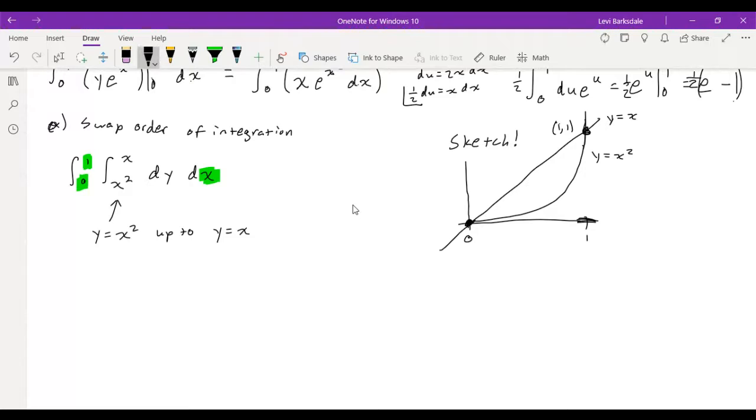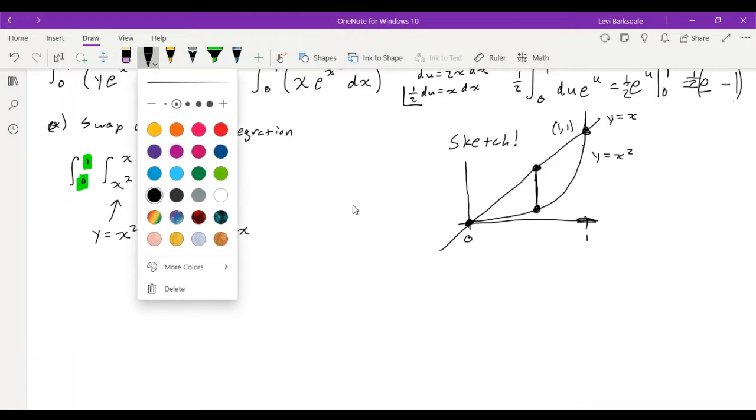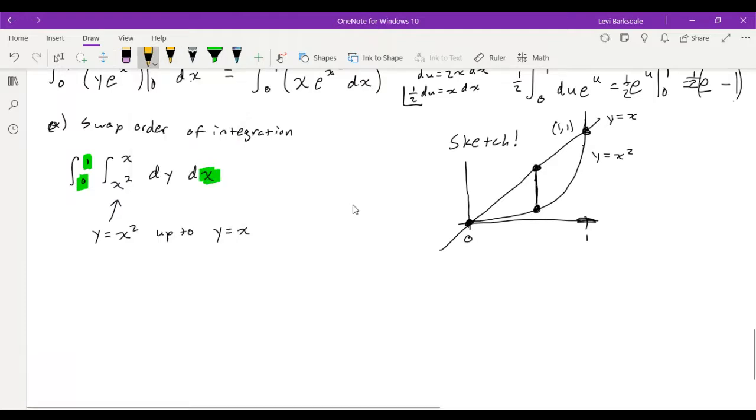Well, we can see that our y value ranges from a point on the line y is equal to x squared up to a point on the line y is equal to x. So our region is this area in between these two graphs right here.